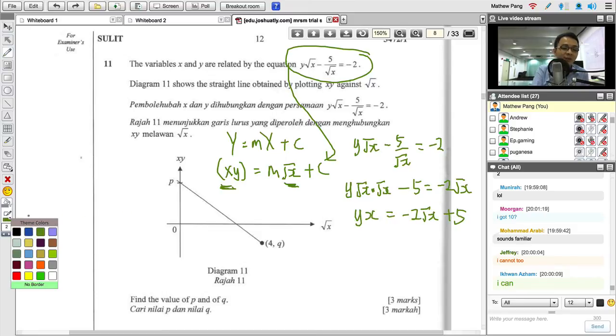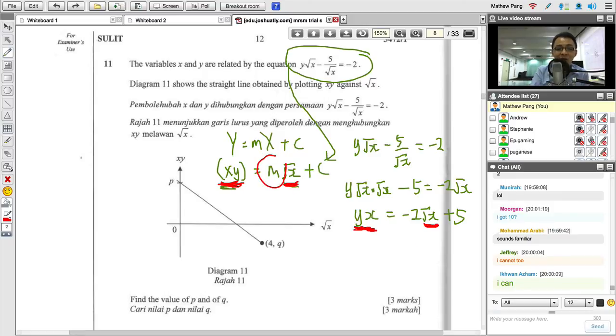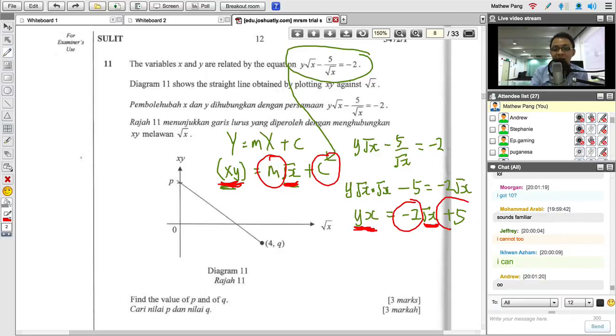Over here, do you see they are actually similar? I want xy here. yx and xy is the same. I want square root of x here, and I got the square root of x here. So I know my gradient equals negative 2, and my y-intercept equals 5. What is my y-intercept? It's p, isn't it? So p is equal to 5. I've done the first step.